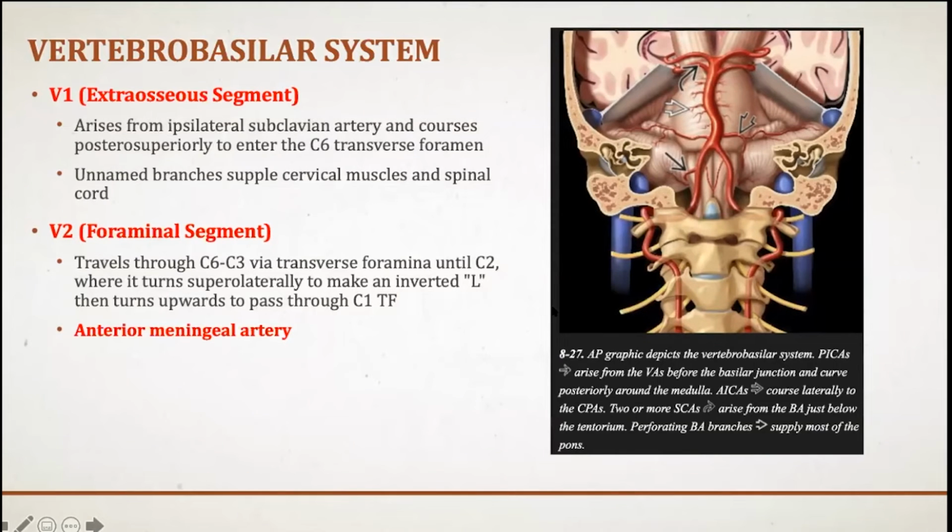So you see the foraminal segment, which I talked about, which is C3 to C6. And then it makes this inverted L, and it turns upward to pass through the C1 transverse foramen, which is right here.